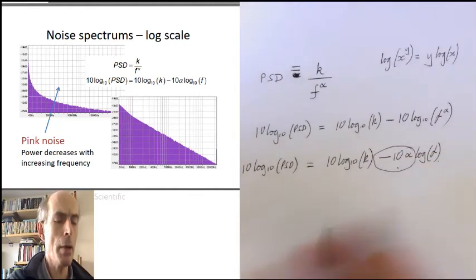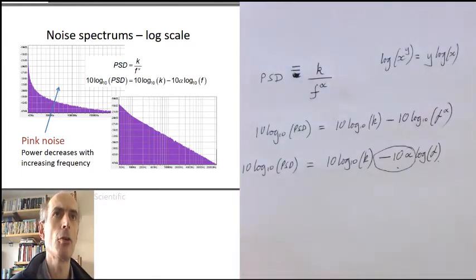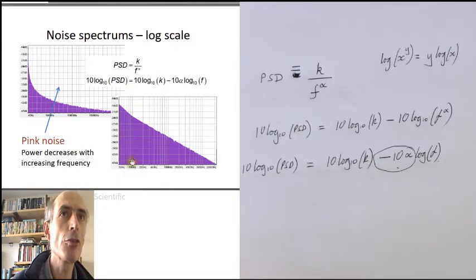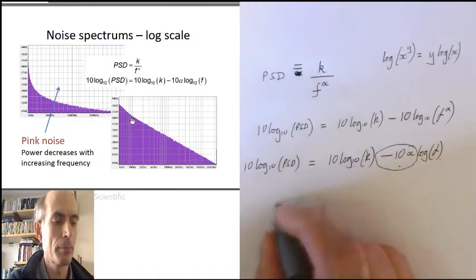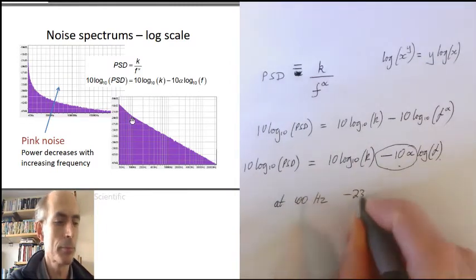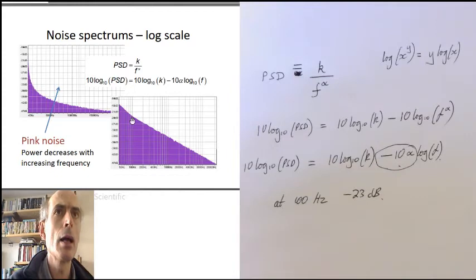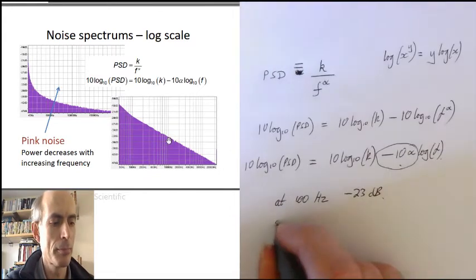Now, if we go back and have a look at this plot on the curve here, we'll see that at 100 Hertz, we're getting about minus 23 dBs. And at 1 kilohertz here, we're down at about, well, about minus 33 dBs.